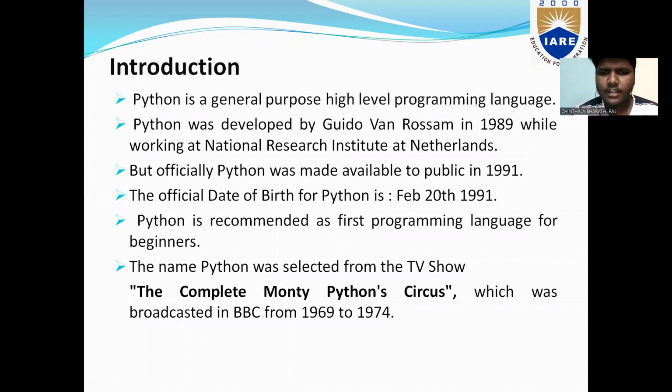Python was developed by Guido van Rossum in 1989 while working at National Research Institute, Netherlands. But officially, Python was made available to public in 1991. So, the official date of birth of Python is February 20, 1991. Python is recommended as the first programming language for beginners.